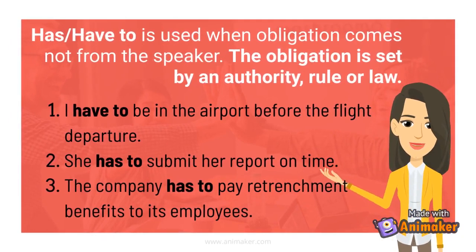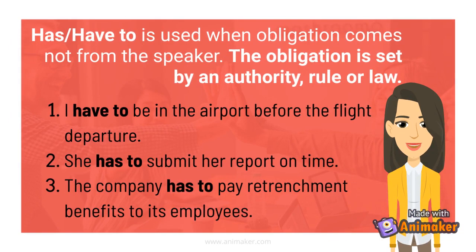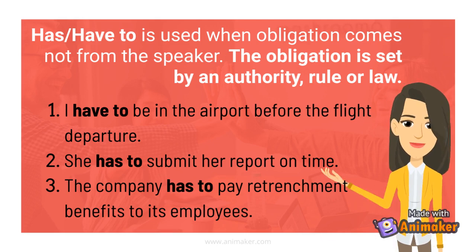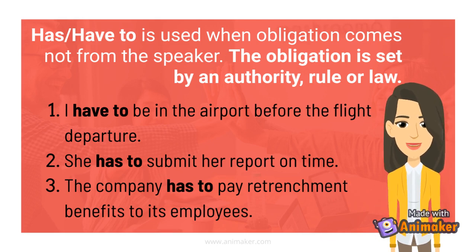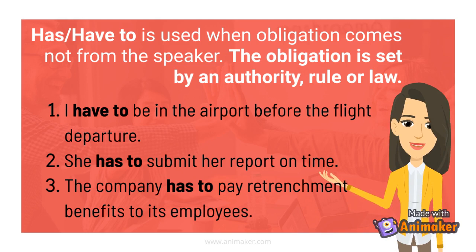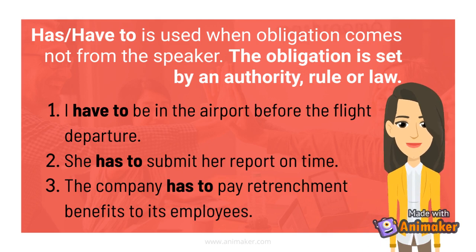Has or have to is used when obligation comes not from the speaker. The obligation is set by an authority, rule or law. Examples. I have to be in the airport before the flight departure. She has to submit her report on time. The company has to pay retrenchment benefits to its employees.